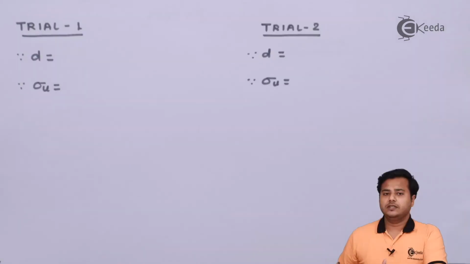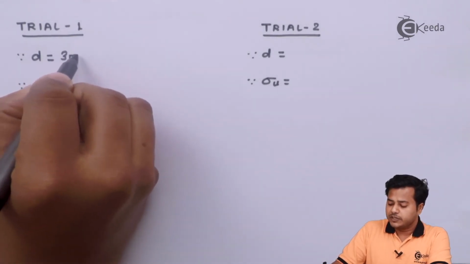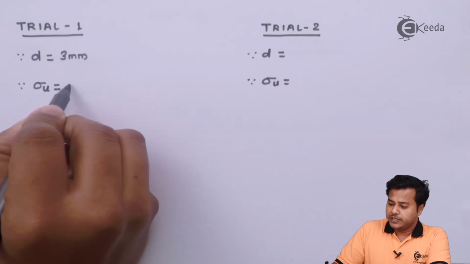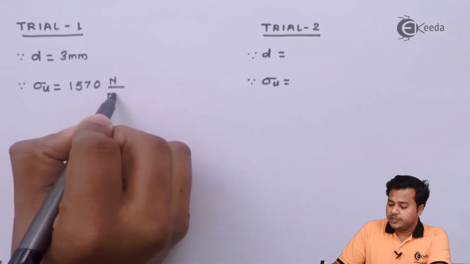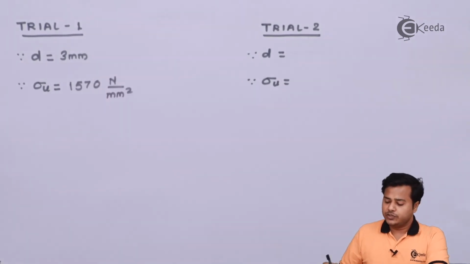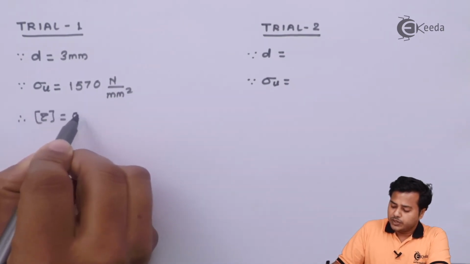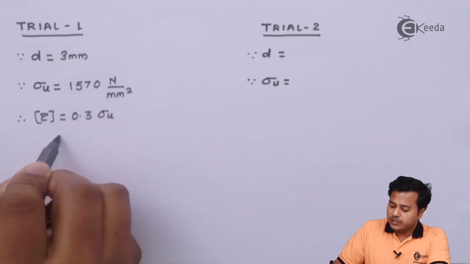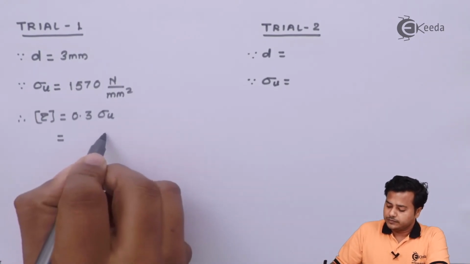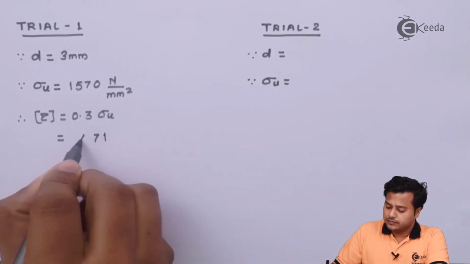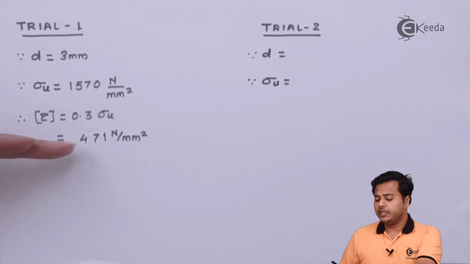So let us begin with it. So let us start with the trial one, where let us take the first diameter, which is 3 millimeter as per the given table, where the value of ultimate stress was 1570 Newton per millimeter square. Now let us use the relation where we will get the allowable tau 0.3 times sigma u. If I substitute this value of sigma u, I get the value of tau equal to some Newton per millimeter square. Now this is the allowable value.